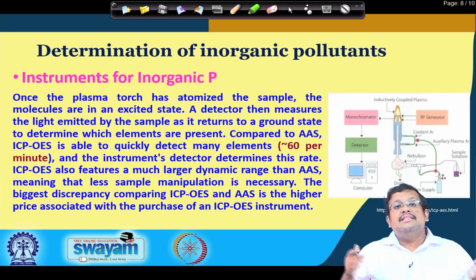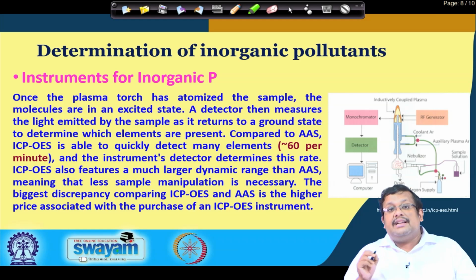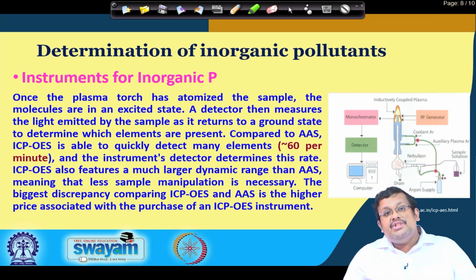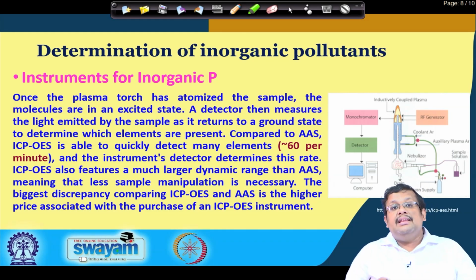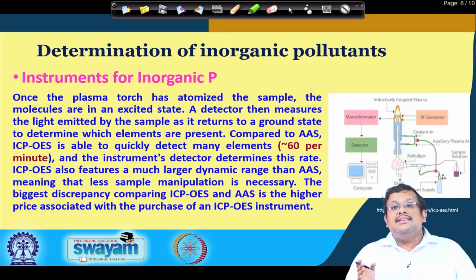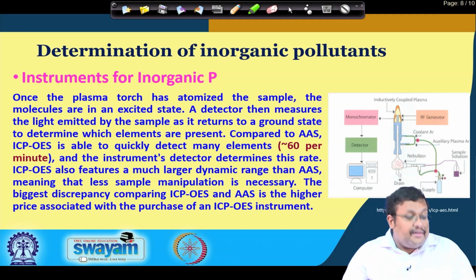ICP OES is able to quickly detect many elements, around 60 elements per minute, and the instrument's detector determines this rate. ICP OES or ICP AES also features a much larger dynamic range than AAS, meaning that less sample manipulation is necessary. And the biggest discrepancy comparing ICP OES and others like AAS is the higher price associated with the procurement of ICP AES. ICP AES is a very costly instrument as compared to all other instruments.